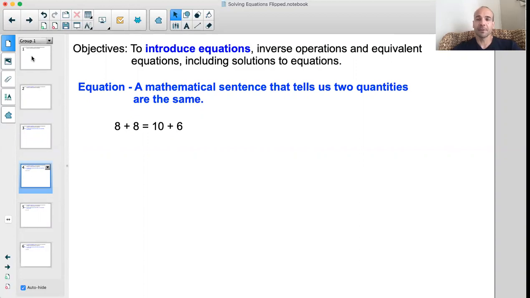There's no unknowns to it. There's no mystery to it. We can clearly see the quantity on the left is 8 plus 8, which is 16. And the quantity on the right is 10 plus 6, and that's 16. So this is an example of an equation with no variables. This is an equivalent equation to the last one. All that's happened is the right-hand side has been renamed as 16, but it's still a true equation.